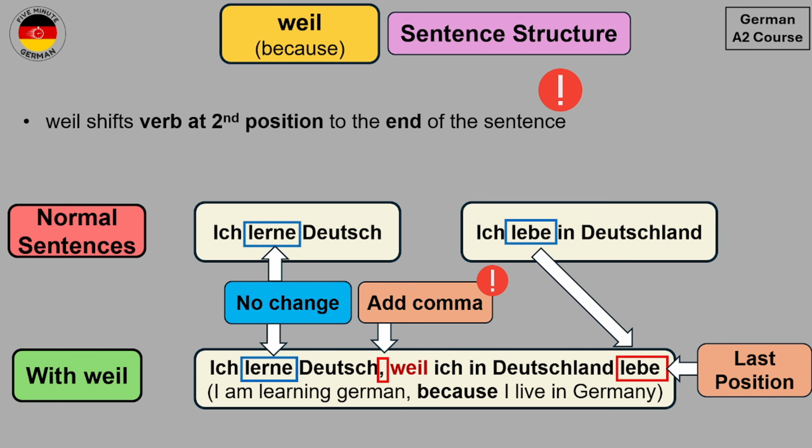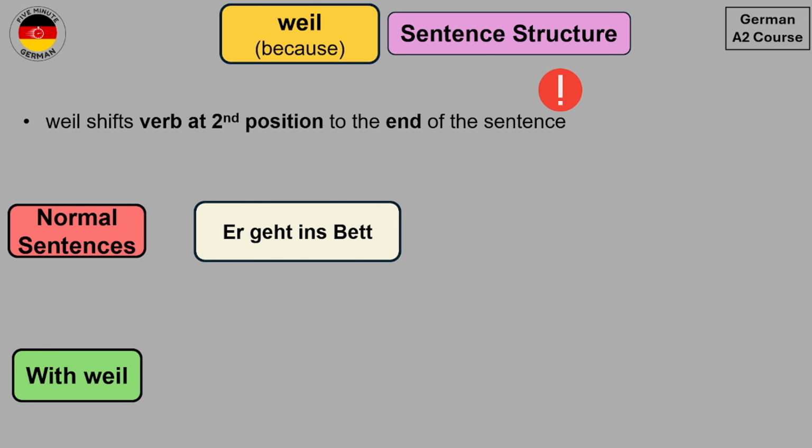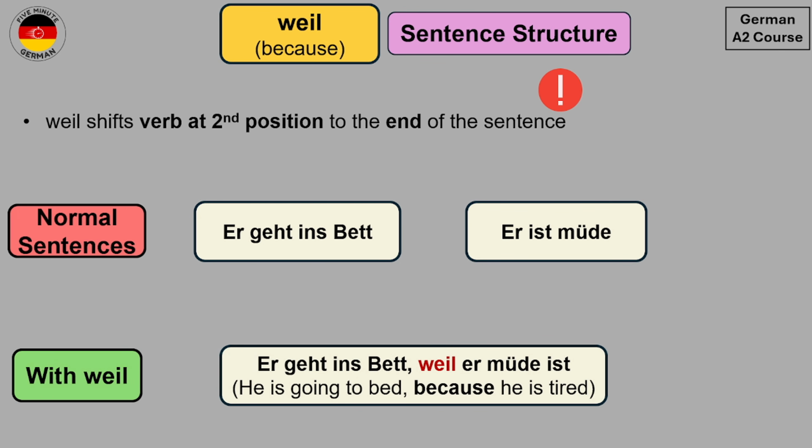Now let's take a look at another example. So we have the sentence "geht ins Bett" and "ist müde". So when we connect them using weil, then the sentence will be "geht ins Bett, weil müde ist." He is going to bed because he is tired.